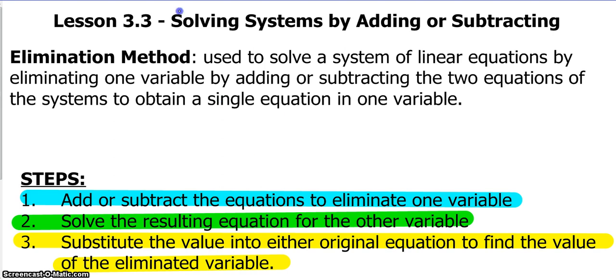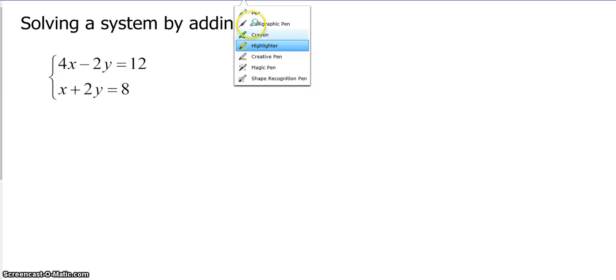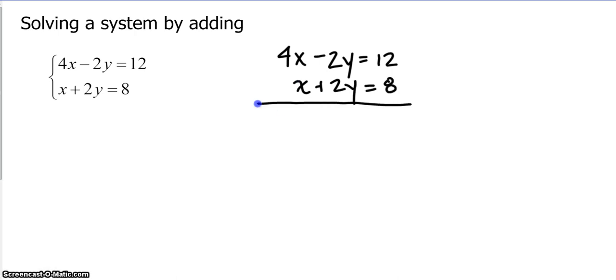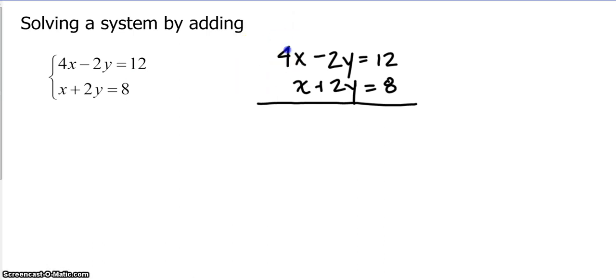Now I'm going to go step by step. I'm going to try and remember the highlighted colors that I've used. First, I'm going to rewrite my equations. 4x minus 2y equals 12. x plus 2y equals 8. And my first step is add the 2 equations together. So I'm going to take these 2 equations and I'm going to add them. This will be my first step in solving.